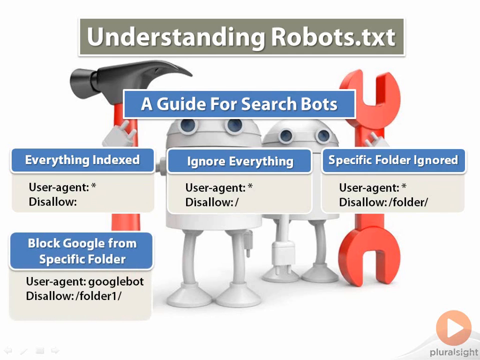Next is blocking specific bots. As you can see in the user agent section of this example, I have listed the Googlebot instead of just putting an asterisk. I am singling out Google and telling the bot to not go to folder 1. Keep in mind that this command doesn't stop other search engines from crawling folder 1. You could easily swap out Googlebot for Bingbot or Slurp, which is Yahoo's search bot.